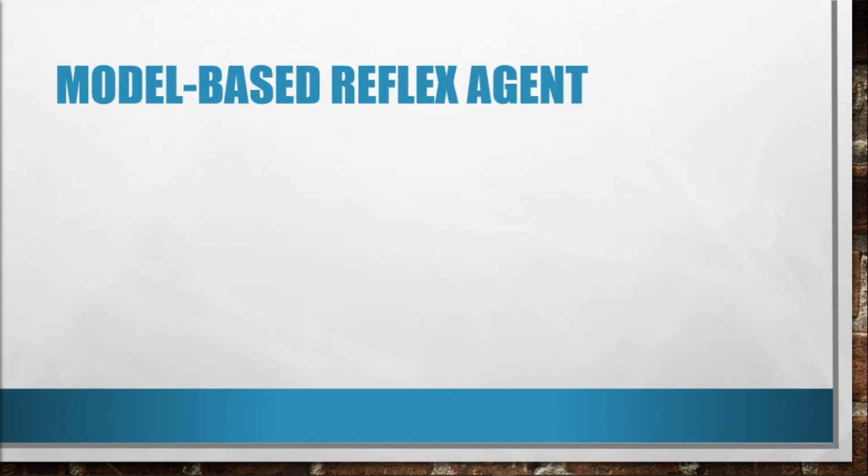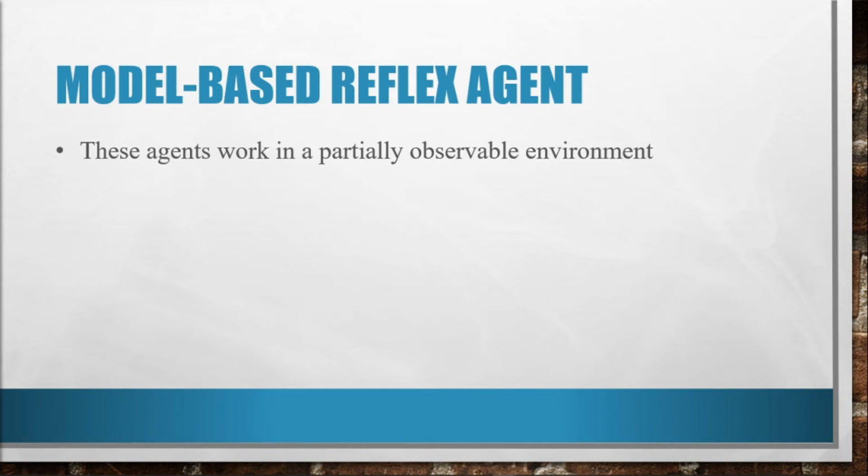Let's move on to look at the second one, that is the model-based reflex agent. Model-based reflex agents work in a partially observable environment. When we talk of a partially observable environment, these are environments that do change state. An example is the roadside. When driving through the road, many situations happen. There can be traffic, there can be a car stopped, and the rest. So they actually change the state of the environment.